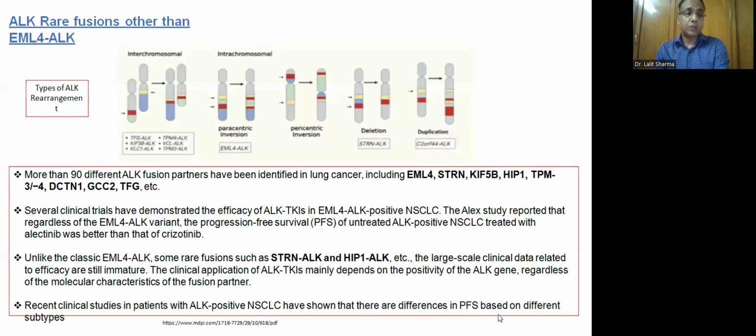Now, coming to the next common mutation, that is the ALK mutation. Not all ALK mutations would be similar. They would behave very differently, and there are more than 90 different ALK fusion partners which we have identified so far, and there is accumulating data to suggest that there probably are more, and they might behave very differently.